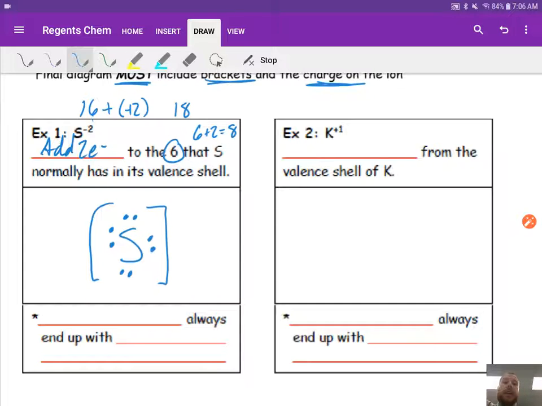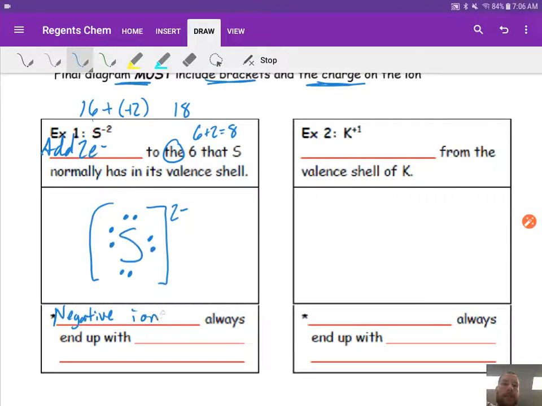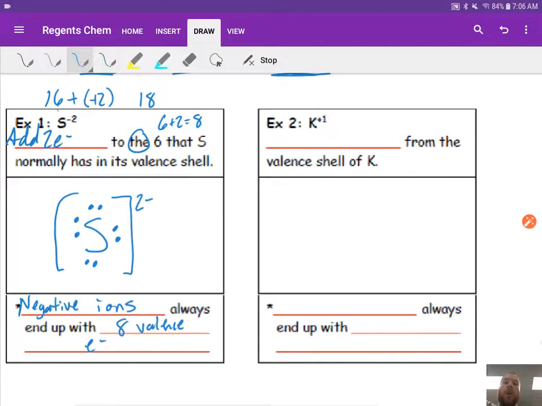But by adding 2 extra in, we no longer have sulfur, we have an ion, and we have to include that. Now, one thing to note is that negative ions, or anions, always end up with 8 valence electrons, okay? So anions will always have 8 valence electrons because they're gaining to get to that stable octet, which we'll talk more about throughout the year.